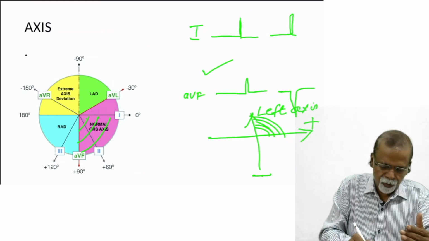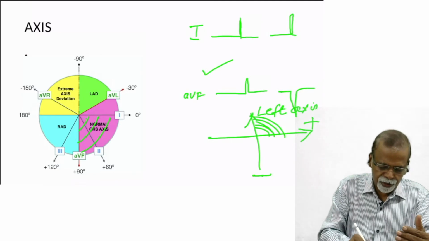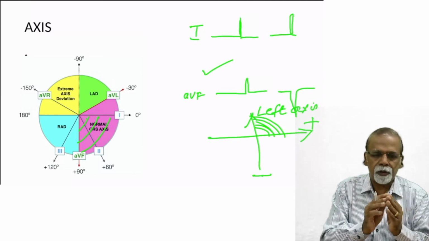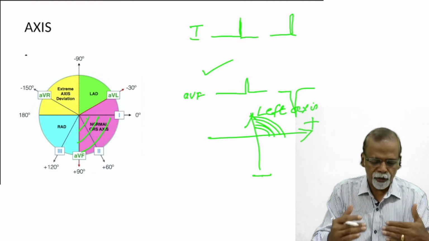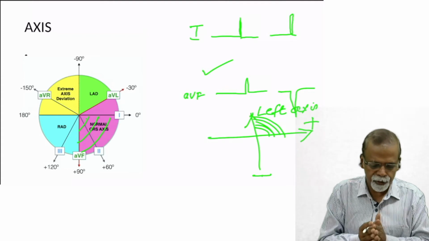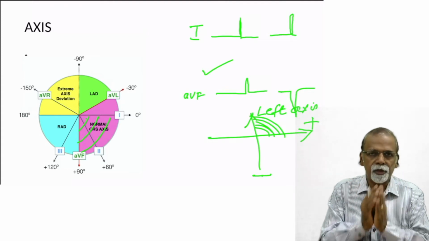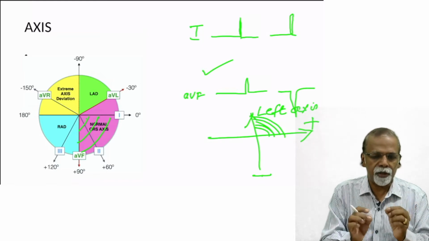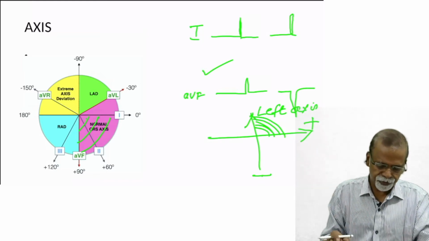So you can see the normal axis, even though we say it is in the right lower quadrant, up to minus 30 can be normal, minus 30 to plus 110 may be normal. For approximation, we can say the right lower quadrant, that is 1 positive, AVF positive, is normal axis. 1 positive, AVF negative, is left axis. It's not an accurate thing, but it is a rough estimate.